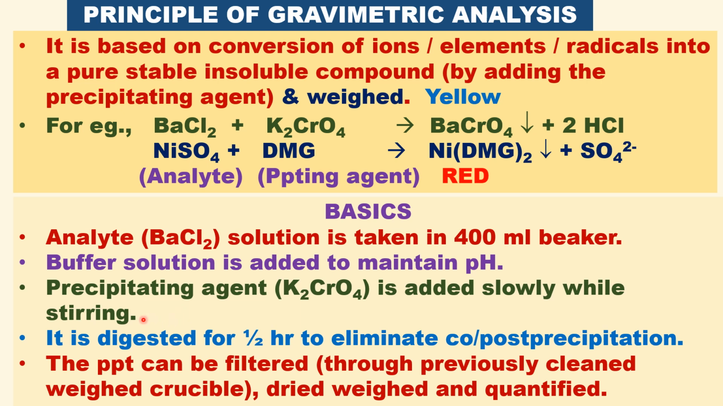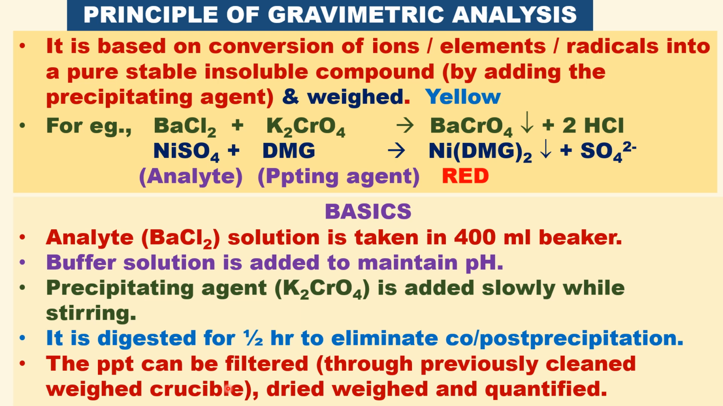It must be added very slowly, otherwise co-precipitation may occur. The precipitate formed is then digested for 30 to 40 minutes to eliminate co-precipitation and post-precipitation, to avoid impurities along with the precipitate. Then the precipitate is filtered through a previously cleaned, weighed crucible.